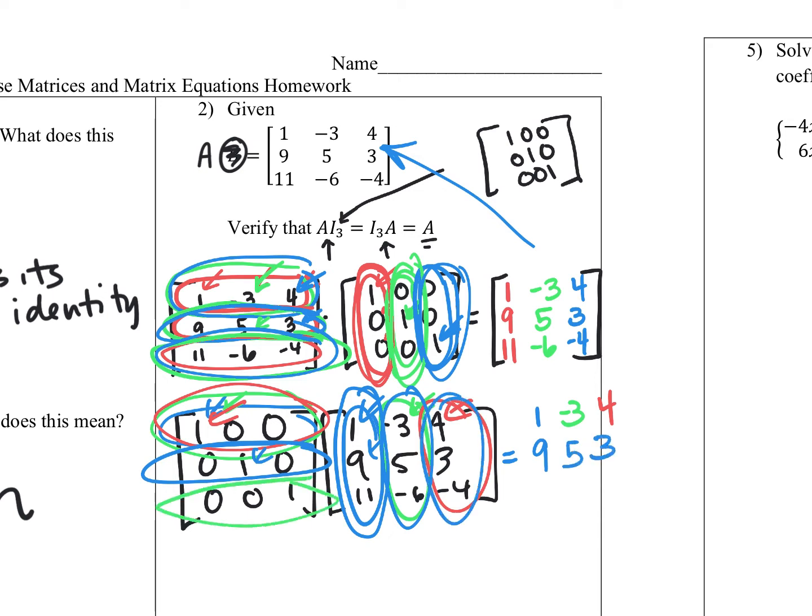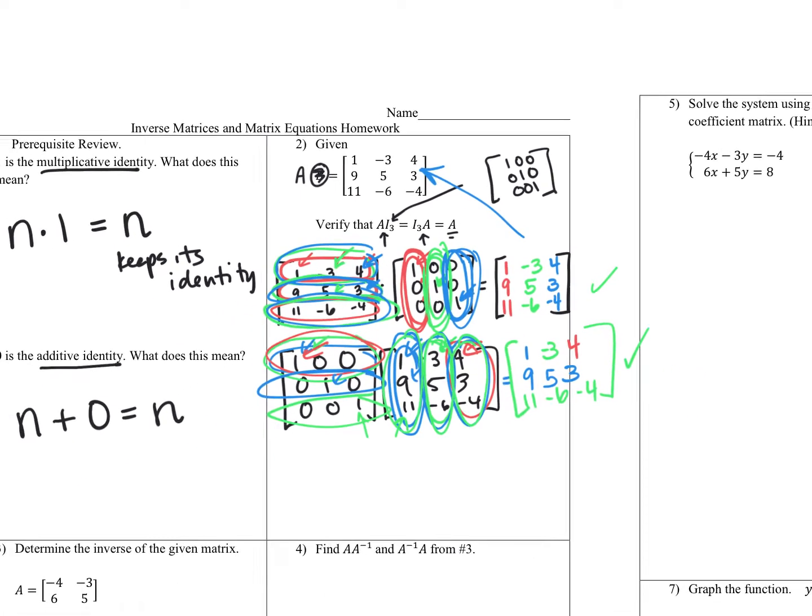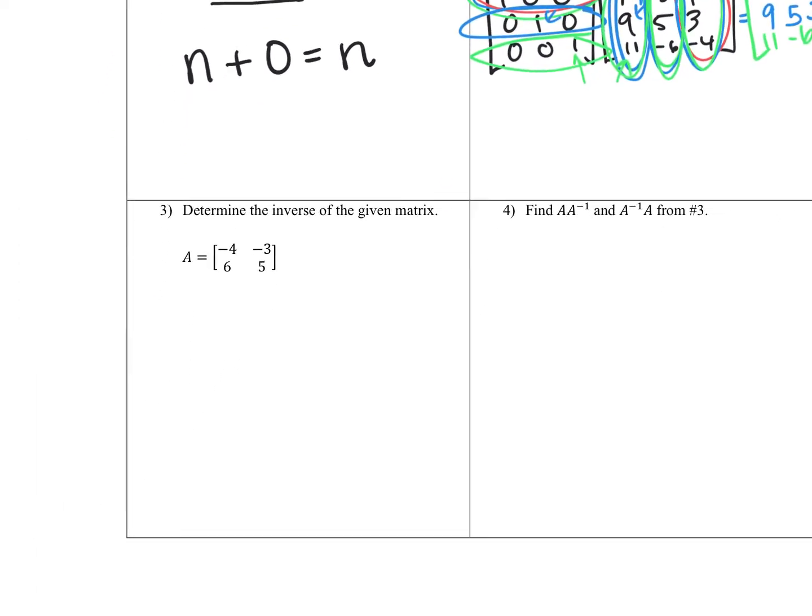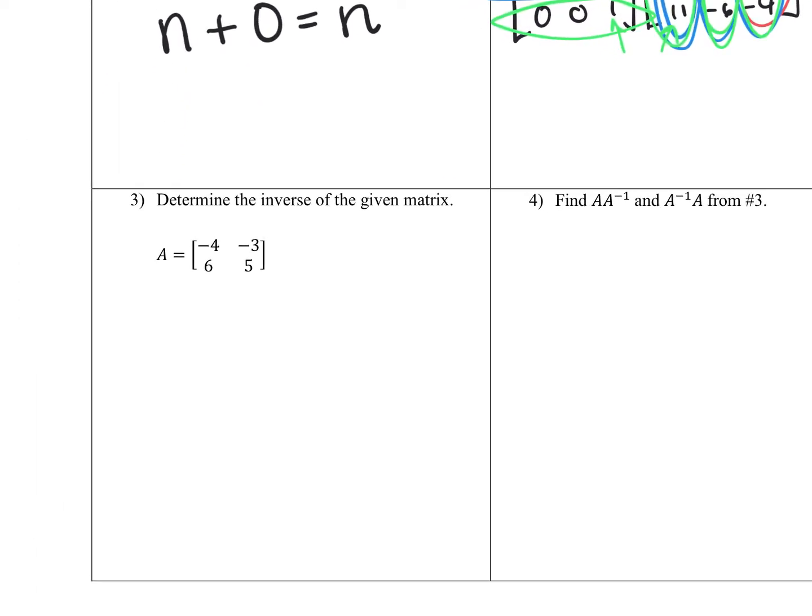Then you move to the last row there. First column, it's going to be the 1 and 11 because everything else is 0. Multiply it times that second column, you'll just get the negative 6. And the last column, you'll get negative 4. And so as you can see, we get our original matrix back again. So the identity is working out there for us. All right, for number 3, we want to determine the inverse of this given matrix.